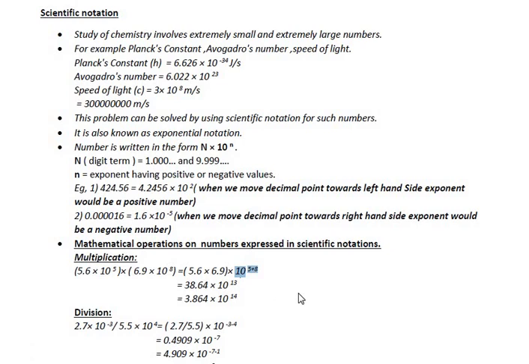In case of multiplication, we add the power of the exponent. So it becomes 5 plus 8. So 5.6 into 6.9 comes out to be 38.64, and when we add up the powers of the multiple, that is 10 to the power of 13, it becomes 10 to the power of 13.